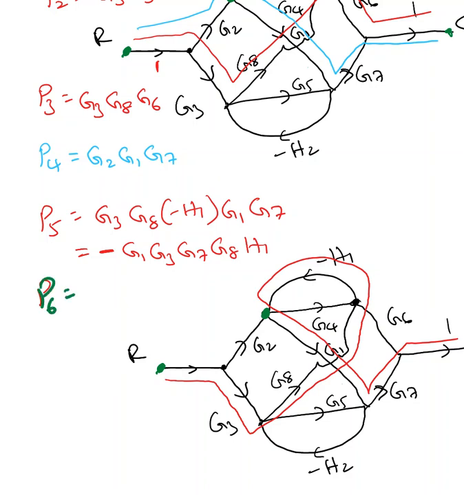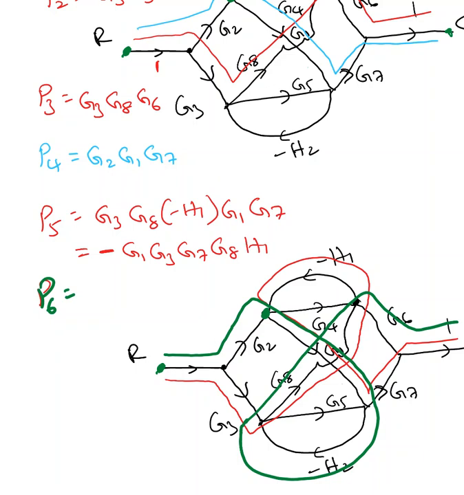And path 6 equals, I'm going to follow the same way but in the opposite direction. So path 6 is going to be, I'm going to start from there, okay, and G4 minus H2, minus H2, G8, G6 and output. Okay, so those are the 6 paths.